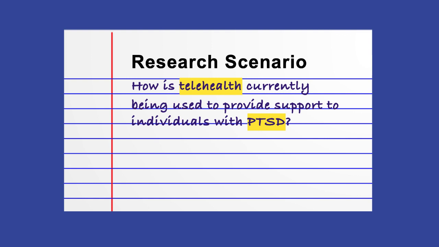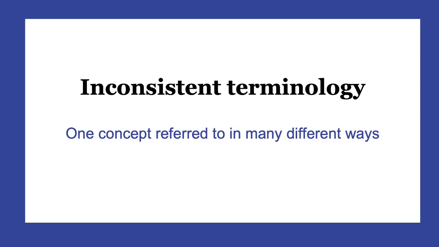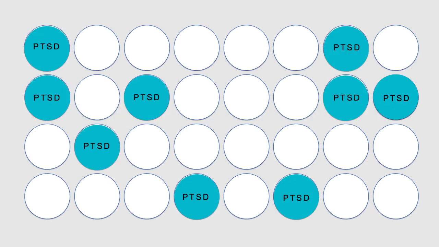To better understand what index terms are and why they matter, we need to look at a common problem that occurs when searching. That's that one concept may be referred to by authors in the field in many different ways. Let's say that these circles represent all of the articles that have been published on PTSD. But if we search by the term PTSD, we'll only capture a small set of these articles.